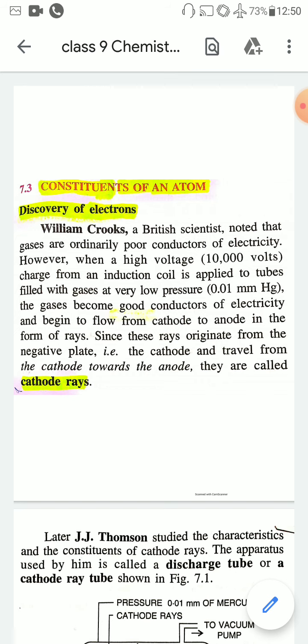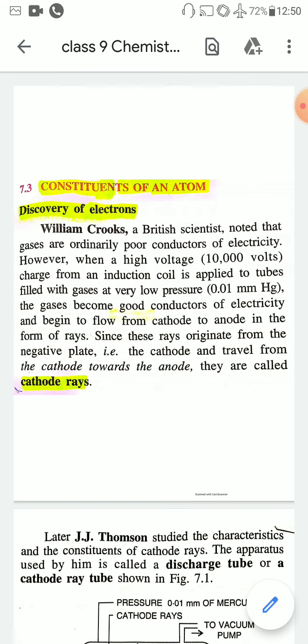And you know that atoms consist of proton, neutron, and electron. That is, the constituents of an atom are proton, neutron, and electron. In this chapter, you have to read the discovery of the different constituents of an atom and about atomic models. So let's start with the constituents of an atom. The first constituent I'm going to discuss is the electron. So first, the discovery of the electron.